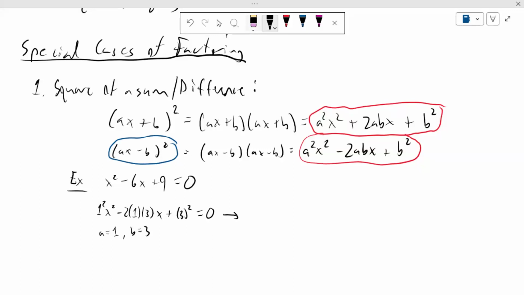So this factors as, well, my a is just 1. How did it come out to be a heart?